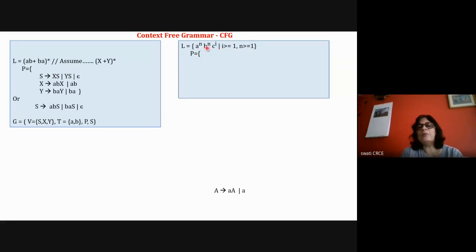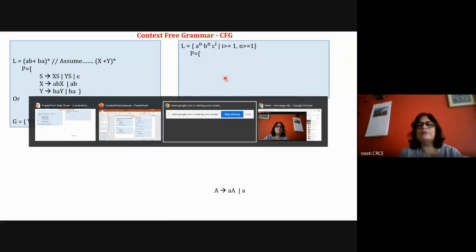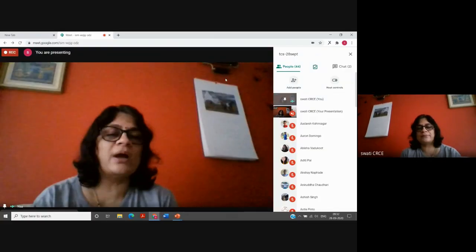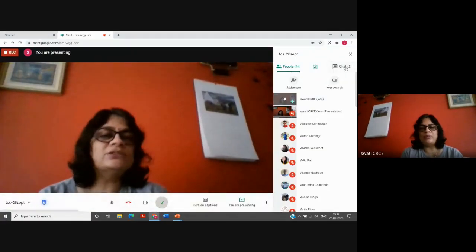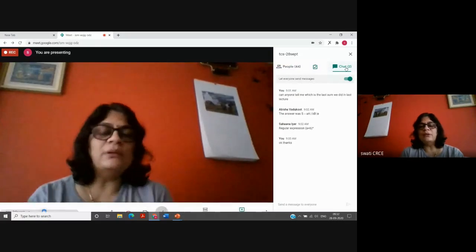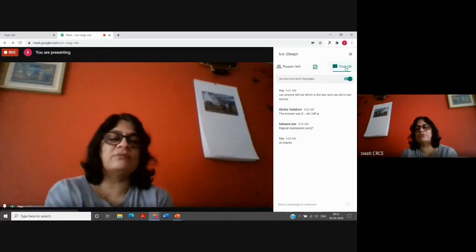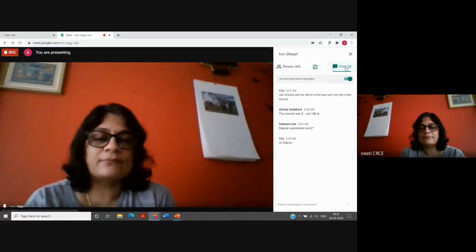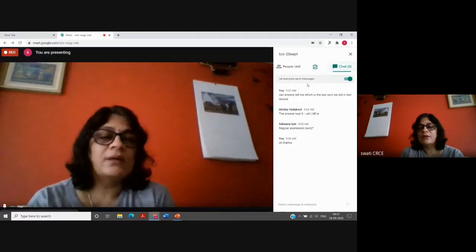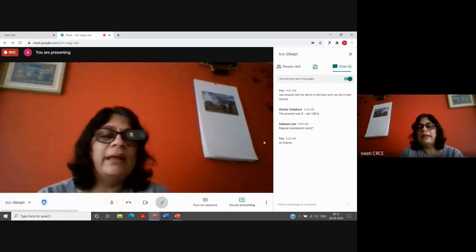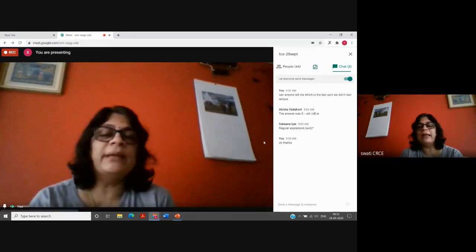So now how to split this problem? You can split it into two parts. A raised to N, B raised to N as the first part, and C raised to I as the second part. Okay, so can anyone tell me what will be the first rule? A raised to N, B raised to N, C raised to I. So write your answer in the chat box. What can be the first rule? For that problem, what will be the first rule? S is equal to. Write down in the chat. What will be S? S is equal to what?